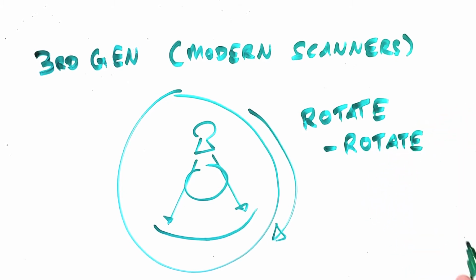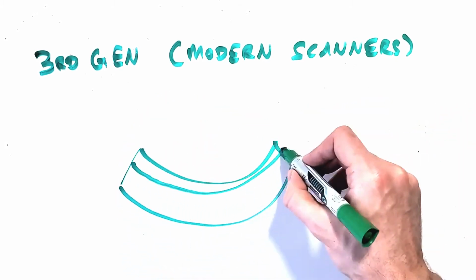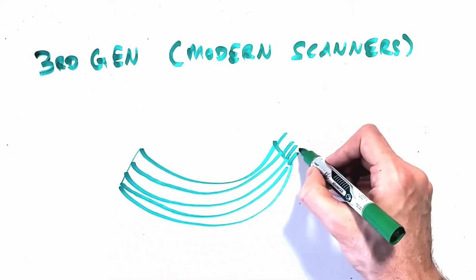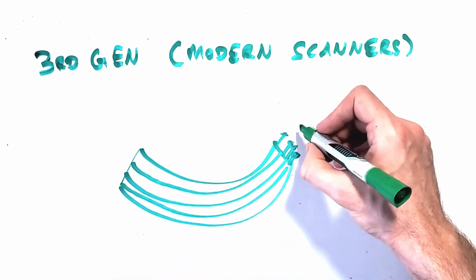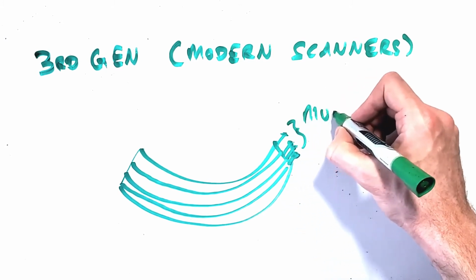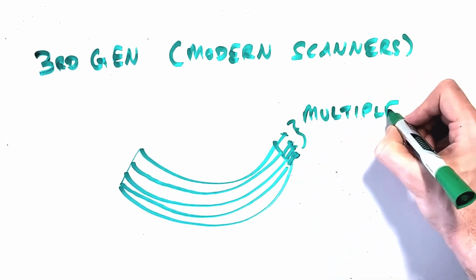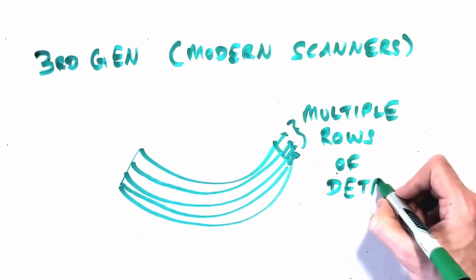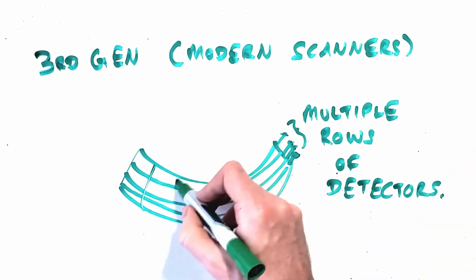the detector, instead of being a single row of detector elements, is now composed of multiple rows of detector elements. So it looks more like a curved version of a conventional digital radiography detector. It's just much wider than it is long. This type of system is referred to as a third-generation scanner and is the most common type of CT scanner we use today.